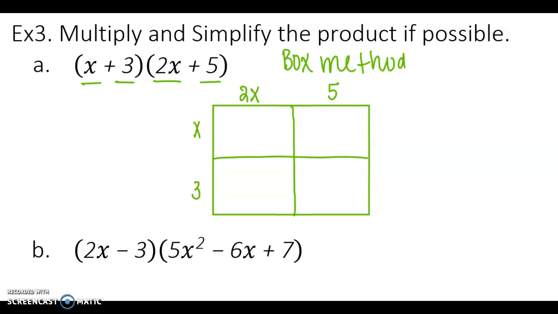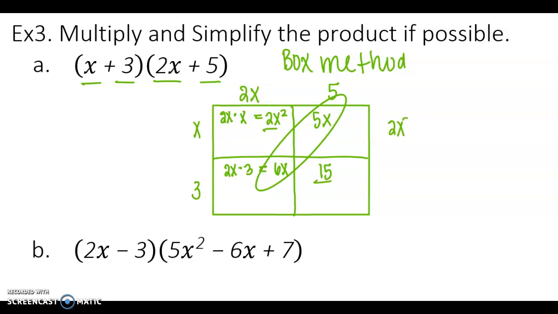diagonally. So 2x times x, and that's going to simplify to 2x squared. This is going to be 5x. This is going to be 2x times 3, which is going to simplify out to 6x. And then lastly, it's going to be 15. Most of the time, the diagonals will be like terms, which means that you need to add those together. So you're going to simplify this. It's going to be 2x squared plus, adding those diagonals, 11x plus 15. So that would be my final answer.